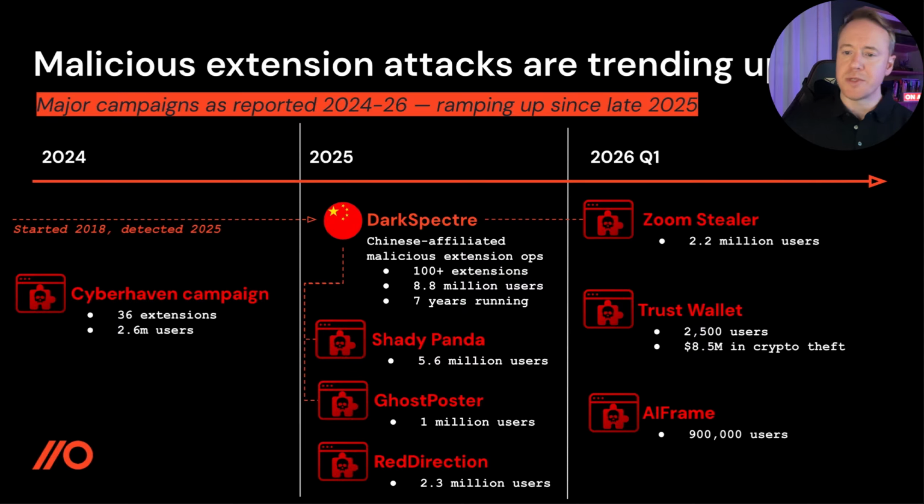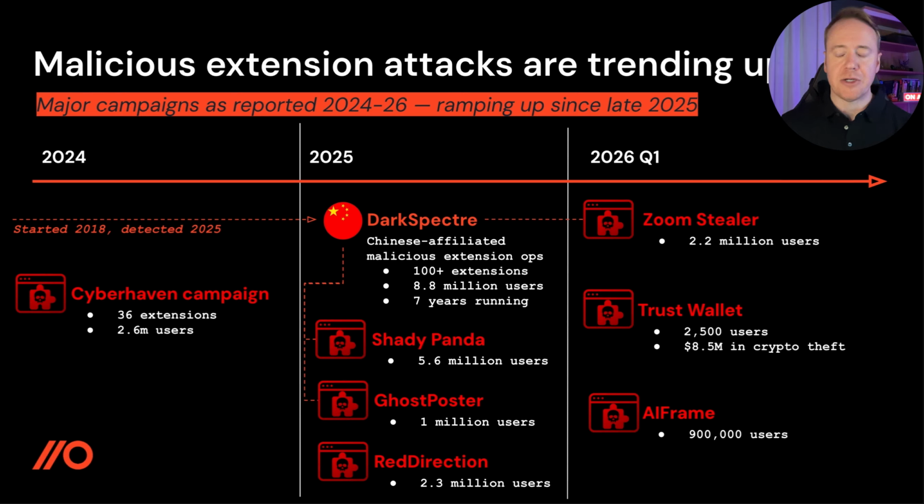There was the Zoom Stealer campaign, Shady Panda, Ghost Poster. These are all campaigns associated with this Dark Spectre activity. And I think most interestingly, this campaign ran for 7 years. A lot of that came down to the slow, methodical staging of these malicious extensions, and then at a certain point, the weaponization of those extensions for mass surveillance, data gathering, and other malicious activities.